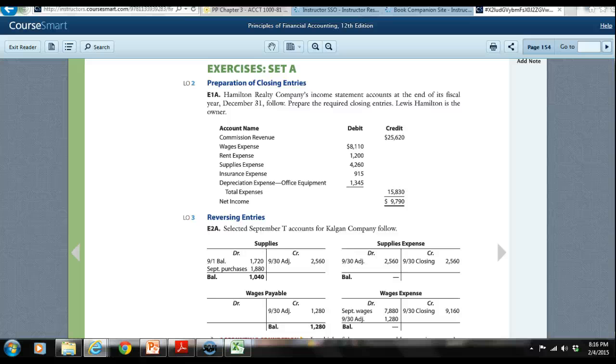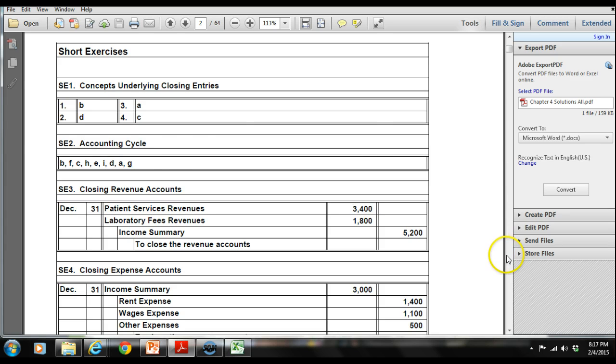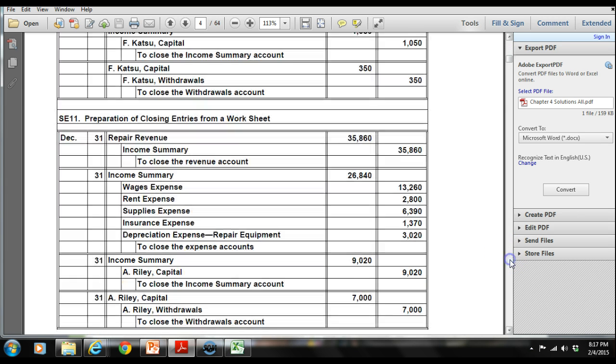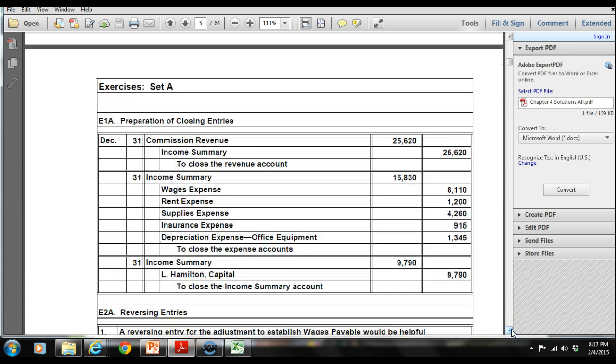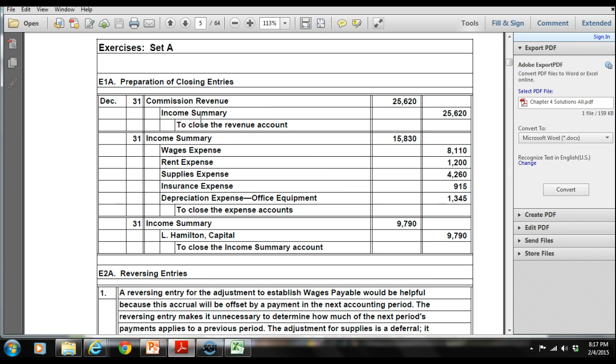Our job is to prepare the required closing entries. Lewis Hamilton is the owner. So I'm going to have you start with closing out the revenue account. And then after we close out the revenue account, I want you to close out the expense accounts. And then whatever the balance is in income summary, we're going to close to the Lewis Hamilton capital account. So take a moment and try it on your own, but I'm going to put the answer up here so you don't get stuck. Don't let yourself get frustrated. Here are the closing entries here. So try to do it, guys.